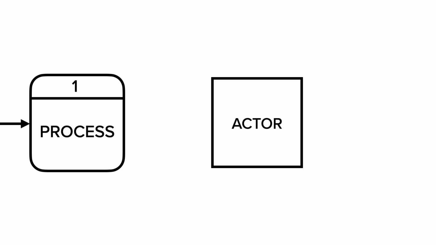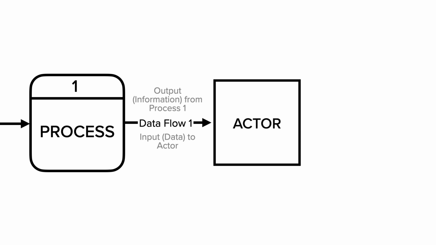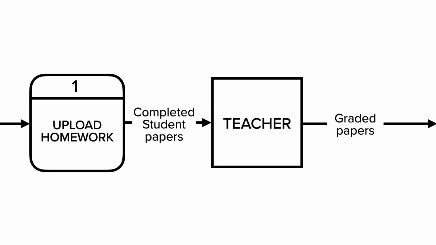Now, there's another point which can be a little bit tricky, and that's the idea that a process produces information which would serve as data or input to an actor. And that actor does something with that data and creates new information. Let's take a look at that same concept, but with a more specific example. So the process of, for a learning management system, uploading homework, having the completed student papers going to a teacher who then does something with that and grades the papers and has the output of graded papers.